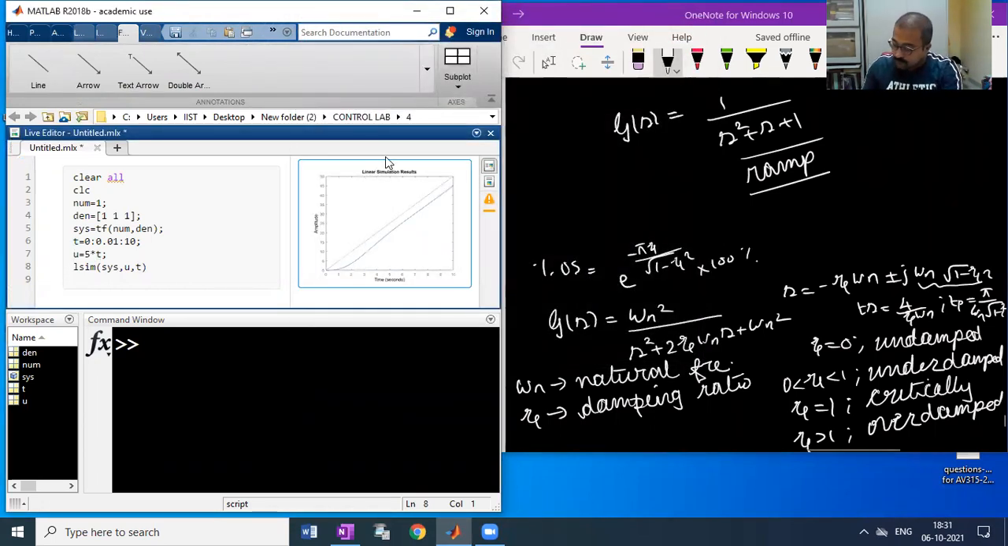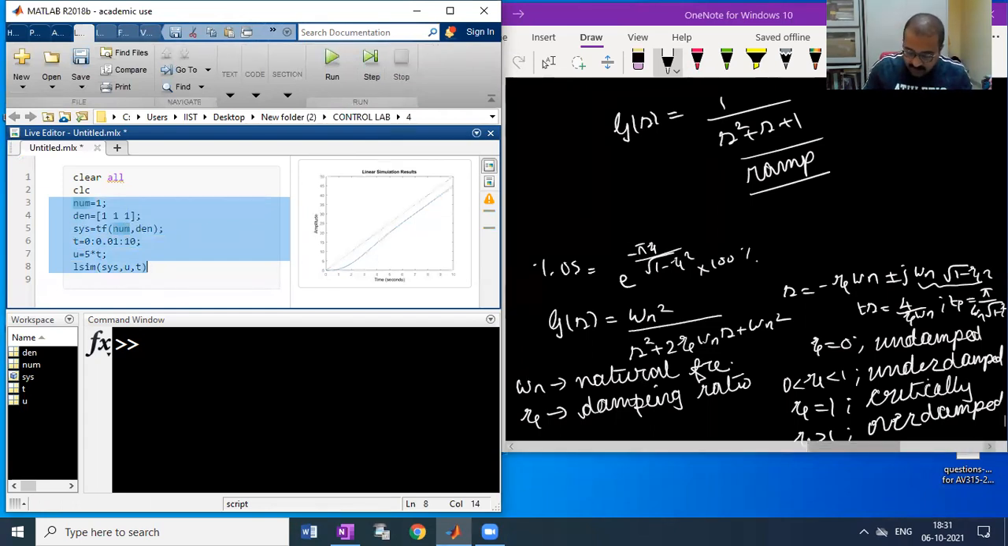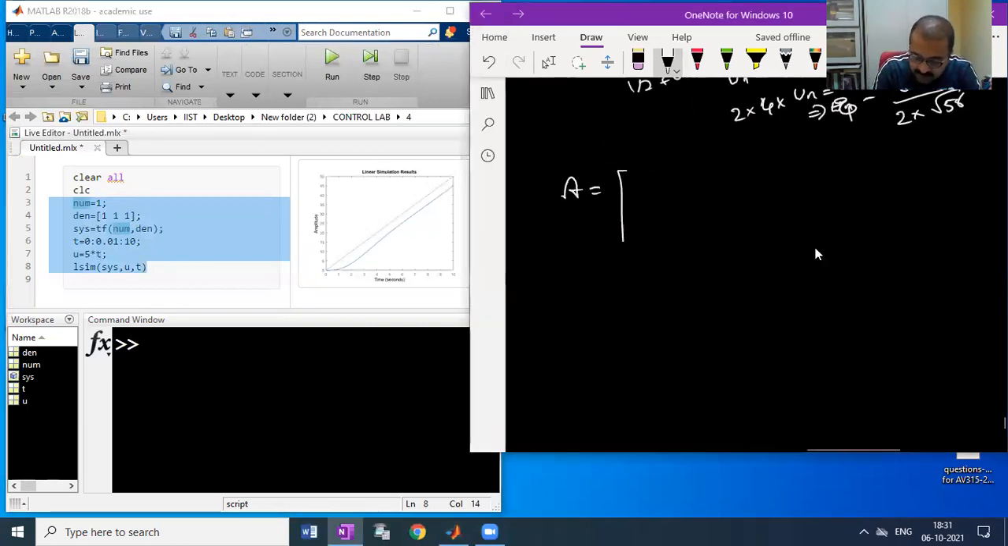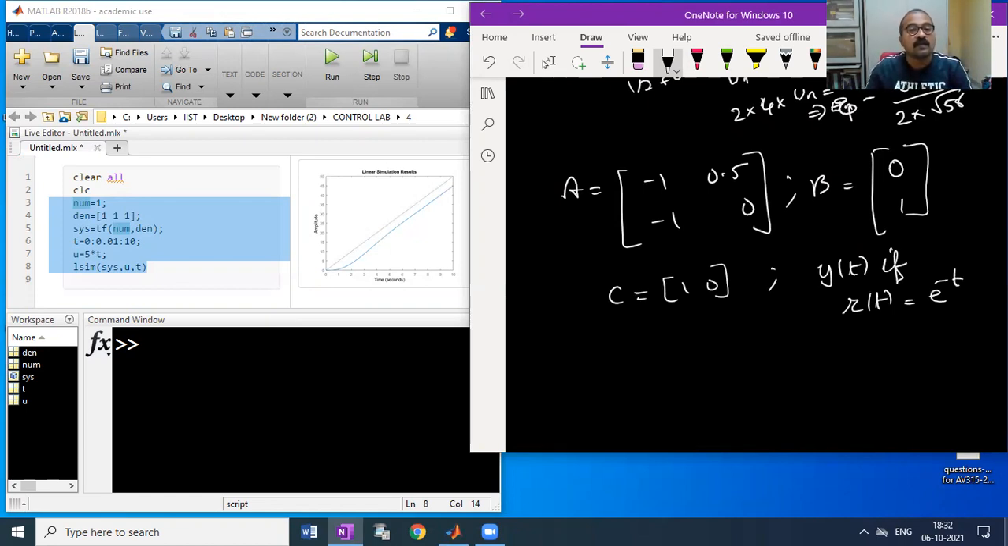Now, so far we have been discussing transfer functions. Even if your system is in state space form, you can make use of the lsim command. Not to worry. Suppose you are given your A matrix like this: A is -1, 0.5, -1, 0. Your B is a column vector 0 space 1 and C is 1 space 0. You need to find y of t if the input signal r of t is an exponential e raised to -t.